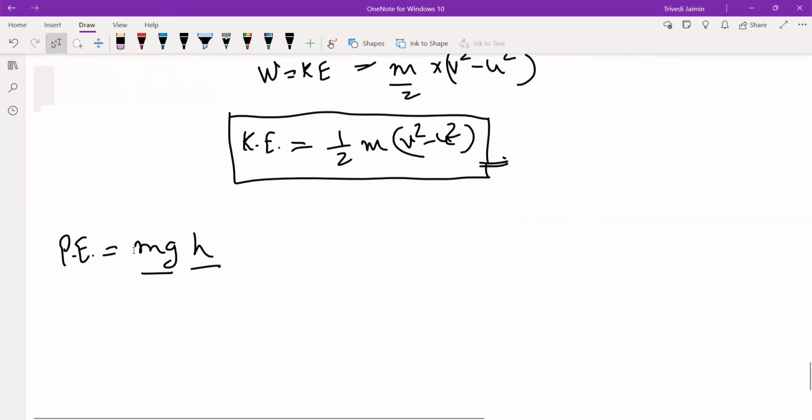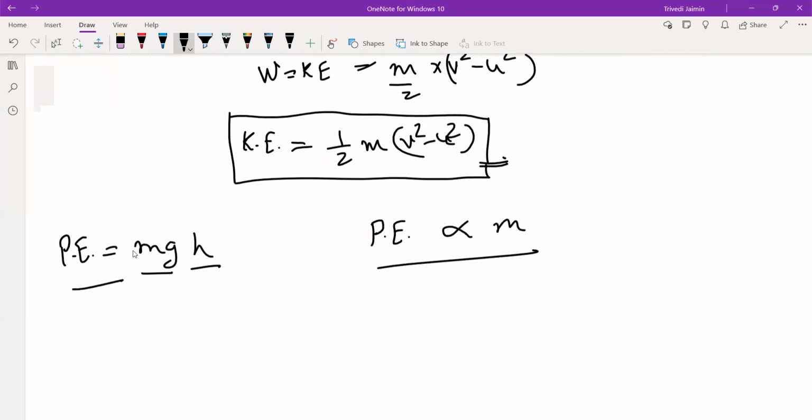Now, can you give me one example for potential energy? A stone is placed. Okay. Something is placed somewhere at some height. Fine. So from this one we can assume that potential energy is directly proportional to mass. Higher the mass, higher its potential. And vice versa, lower the mass, lower the potential energy.